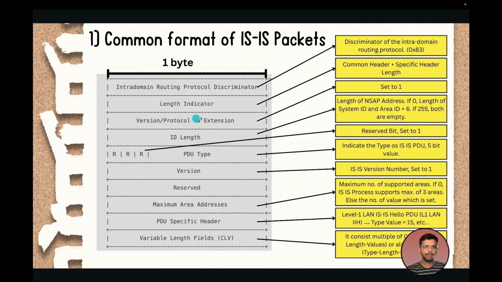Then this is the version protocol ID. Usually it is set to 1 because the IS-IS version is 1, or it can be set to any other value specific to which IS-IS version is being used.